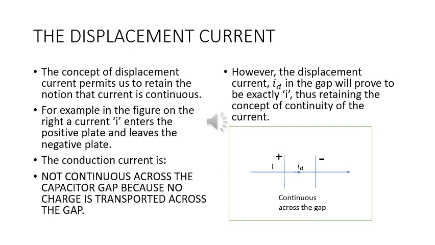The displacement current. The concept of displacement current permits us to retain the notion that current is continuous. For example, in the figure on the right, current I enters the positive plate and leaves the negative plate. The conduction current is not continuous across the capacitor gap because no charge is transported across the gap. However, the displacement current ID in the gap will prove to be exactly I, thus retaining the concept of continuity.